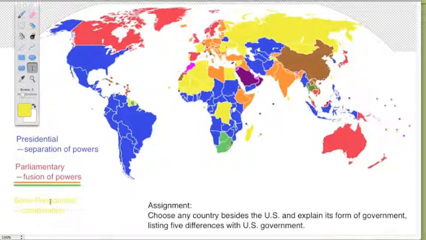So research that country, find out what its form of government is, and then list 5 differences between that country's form of government and our form of government in the United States. Even if you choose a country that also has a presidential system, there are definitely going to be differences.